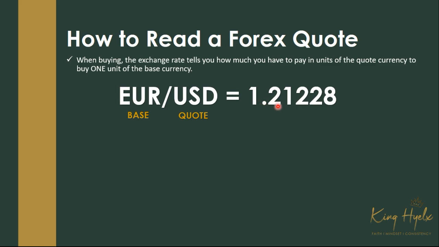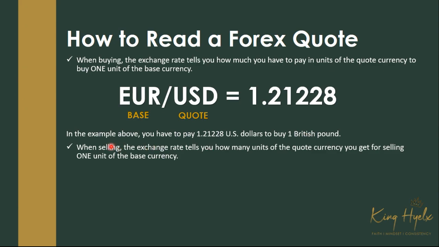So you need to spend $1.21228 to buy €1. That makes sense, right? So in the example above, you have to pay 1.21228 United States dollars to buy one. Sorry, this is euro, right? To buy €1. So when selling, the exchange rate tells you how many units of the quote currency you get for selling 1 unit of the base currency.